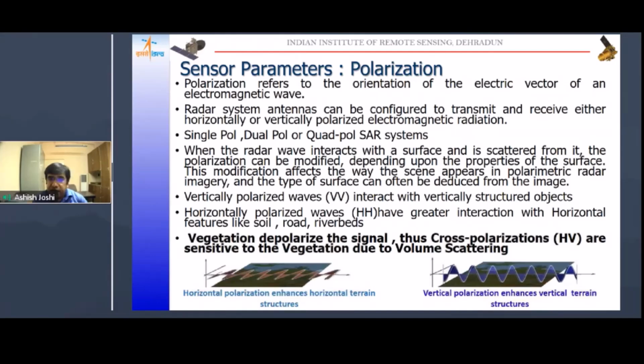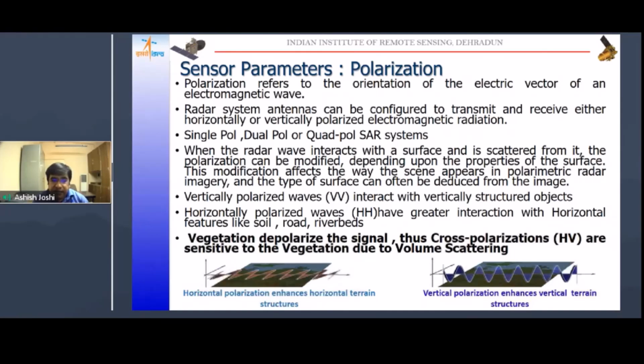So if we use a SAR system which has the HV configuration, meaning it transmits the H polarized data but receives the V polarized data, then that system will have a high backscatter value for the vegetation.